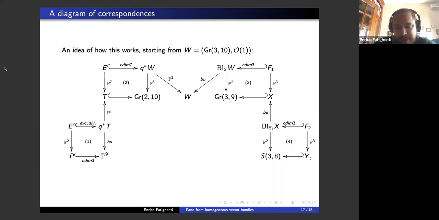And in fact, you can do more or less a similar thing, once again, passing through the flag (1,10). And what you get is that this Q star T, which is a P1 bundle over T, is a blow-up of P9 with center this Peskin variety that we were discussing before. And so you do explain as well the Hodge structure of this Peskin variety.